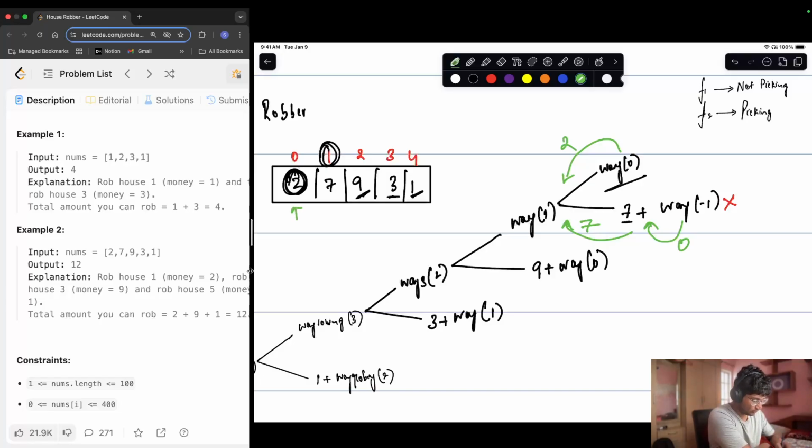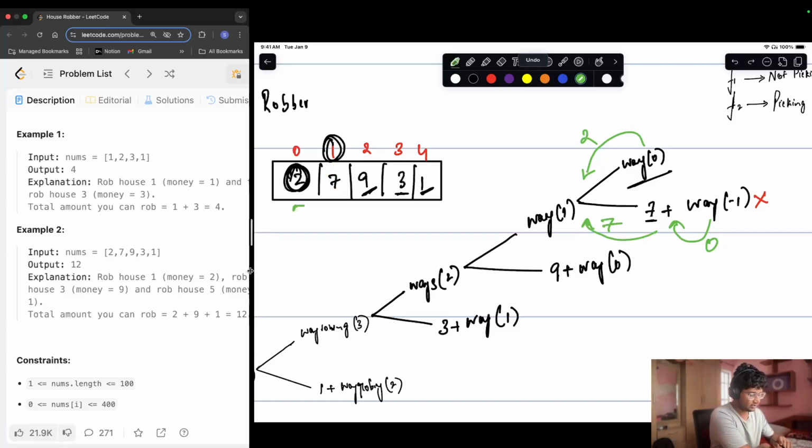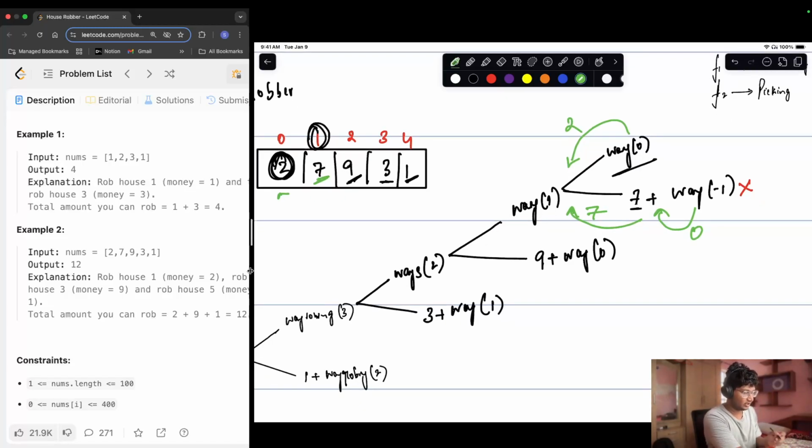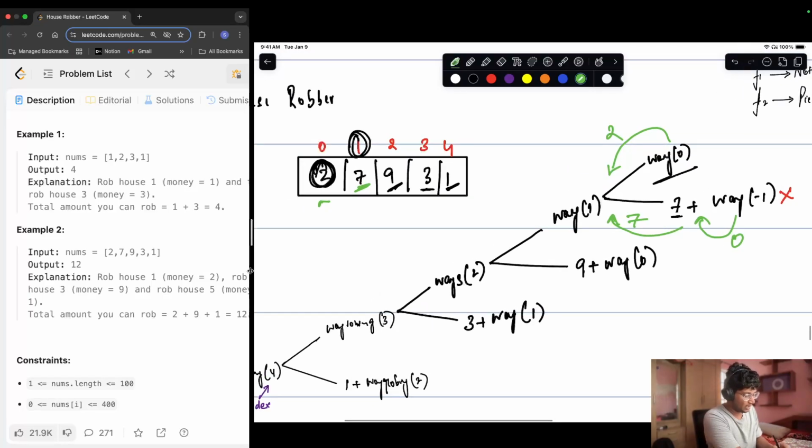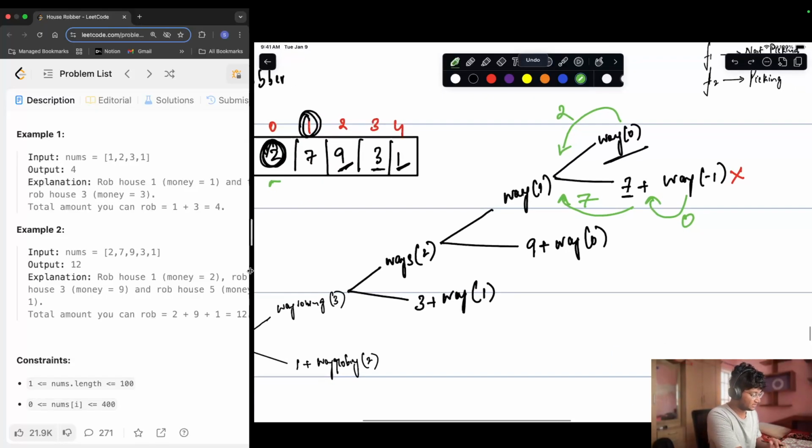If I pick 2, I cannot pick 7, right? Because both of them are adjacent. So I either have to pick one of them, right? I cannot pick both of them. So I pick 7, right? If you look at it visually, what is the maximum profit that I can make to rob until the first house, right? It is 7, right? So that is exactly what our answer is returning.